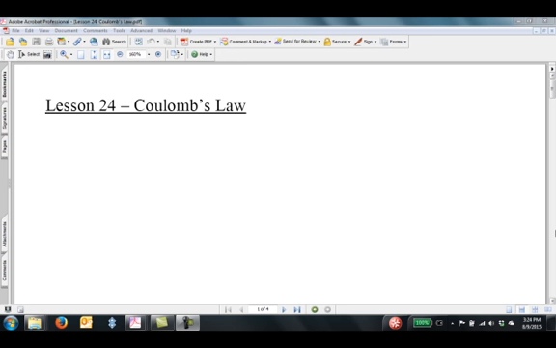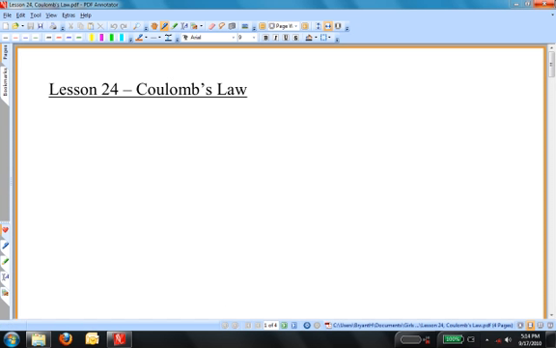This is Lesson 24, and it is entitled Coulomb's Law. It has to do with quantifying the electrical forces electrostatic objects exert on each other.